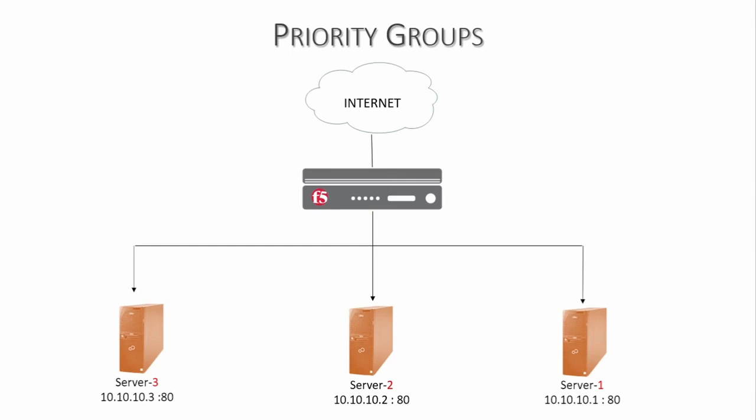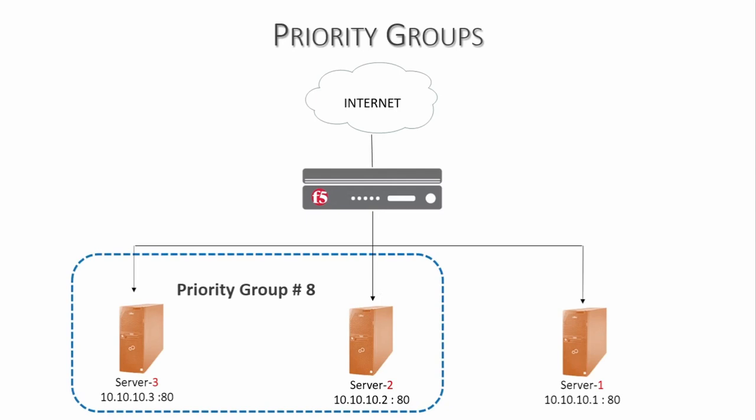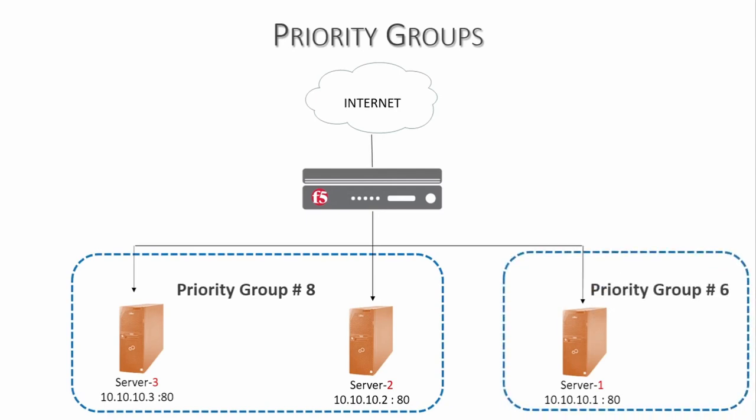In our lab, we have 3 web servers, so we will create 2 priority groups. Server 2 and server 3 will be in priority group 8, and server 1 alone will be in priority group 6. And we will also set that we should have at least 2 pool members available at all times. So what will happen is that BigIP will send traffic to server 2 and 3 because they are in a higher priority group, and server 1 will not get any traffic because it's in a lower priority group.